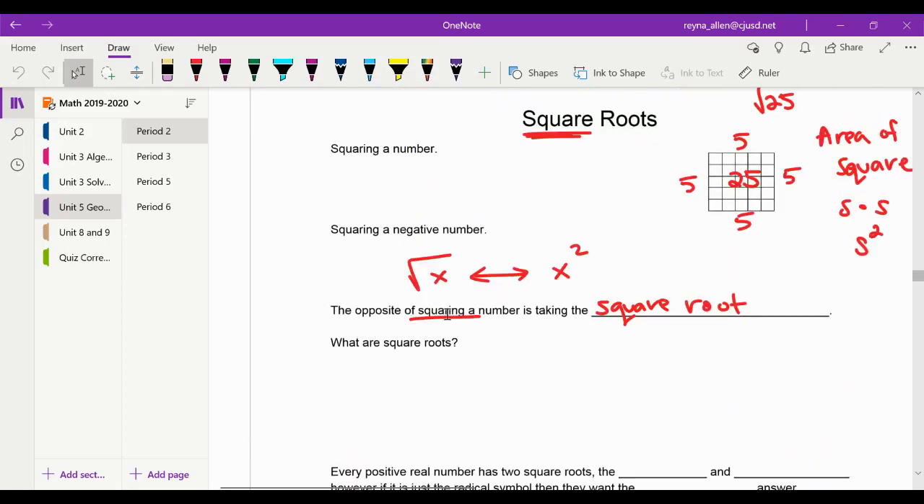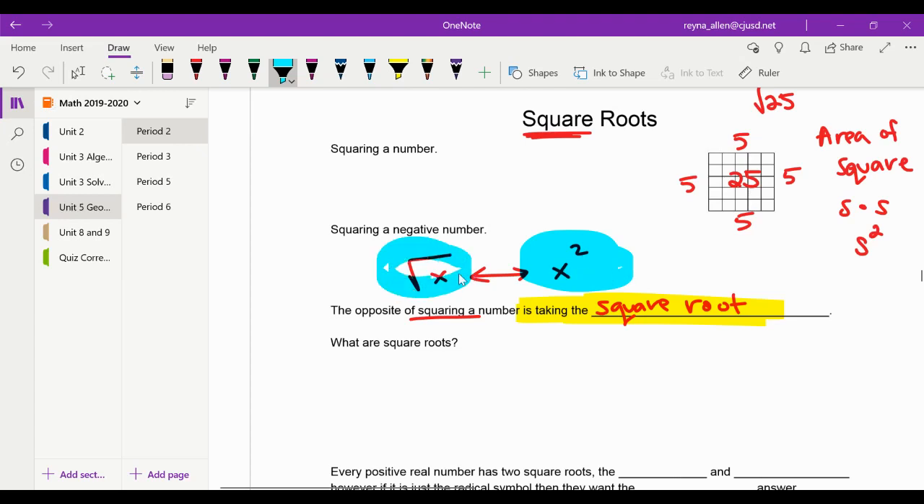What is the opposite of squaring a number? Oh, what does that say right there? You take the square root. So if you have something squared, the way to undo that is to take the square root. Okay, so that's what we're going to do.